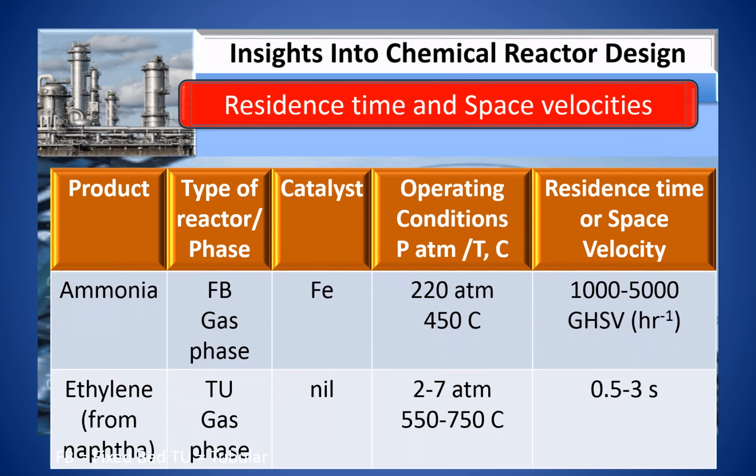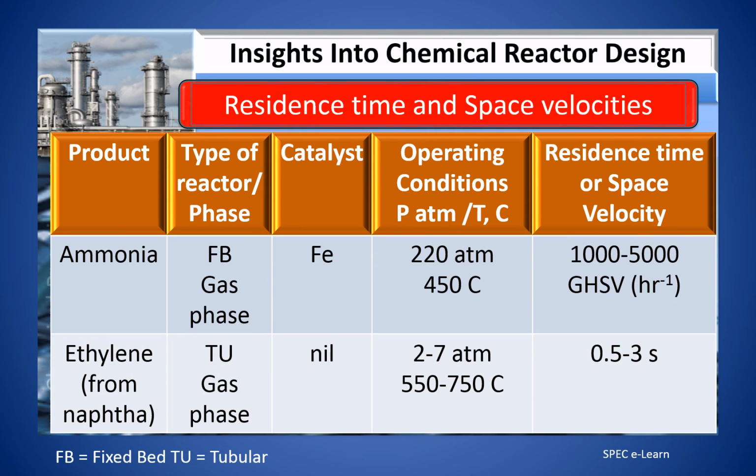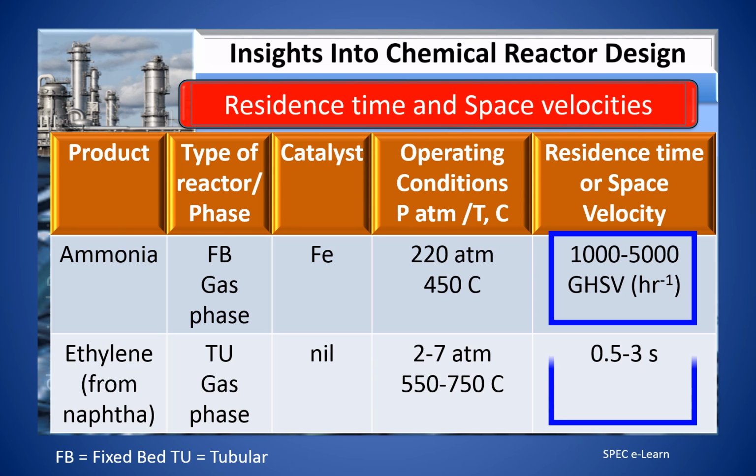Residence time and space velocities for some of the established chemical processes are: ammonia, fixed bed gas phase reaction using iron catalyst, GHSV 1000 to 5000. Production of ethylene from naphtha using tubular gas phase reaction with no catalyst, residence time 0.5 to 3 seconds.